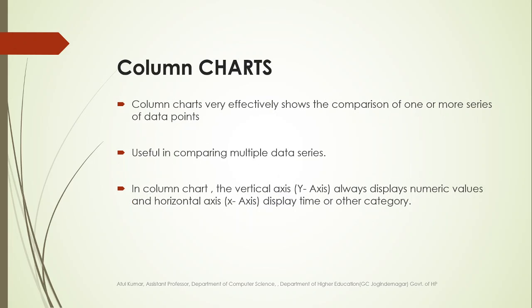So we have different kinds of charts available in MS Excel. One, we have a column chart. So column charts are very effective to show the comparison of one or more series of data points. So they are useful in comparing multiple data series. So in a column chart we have two axes, one is vertical axis and the other is horizontal axis. Vertical axis is also known as y-axis, and it always displays numeric values, and a horizontal axis, also known as x-axis, displays time or other category.